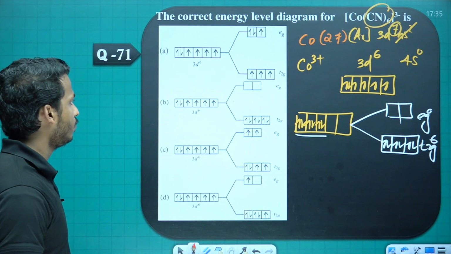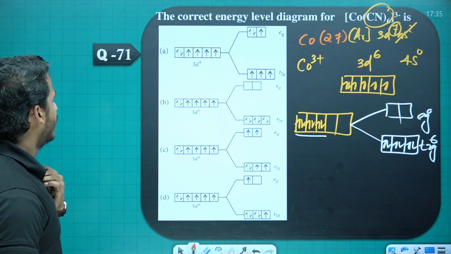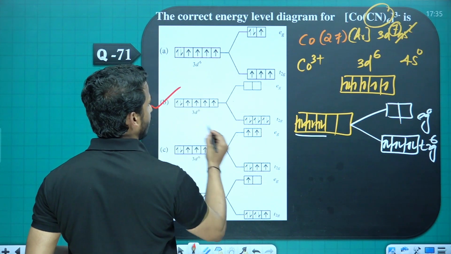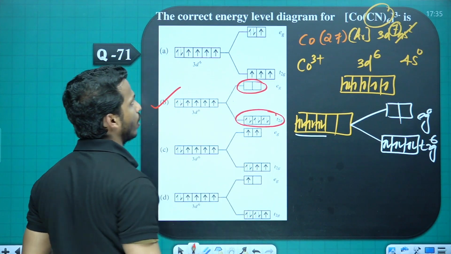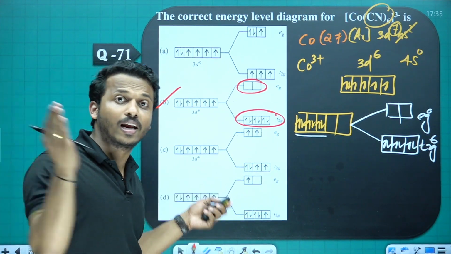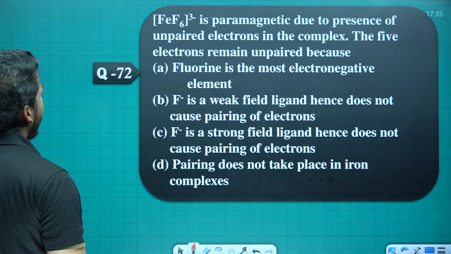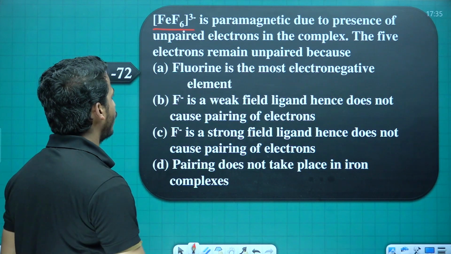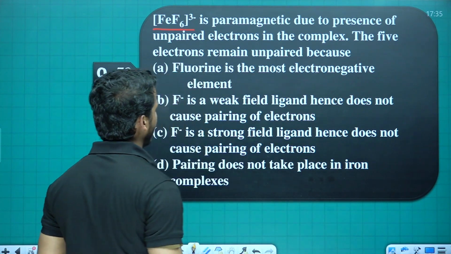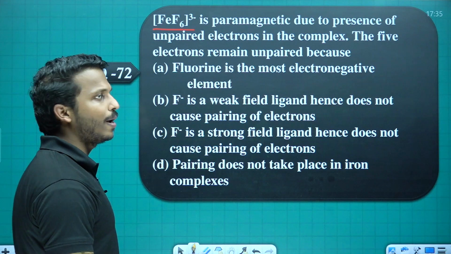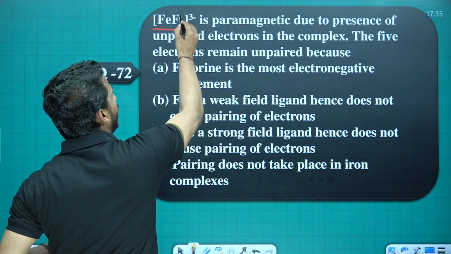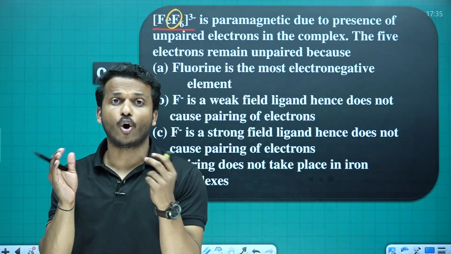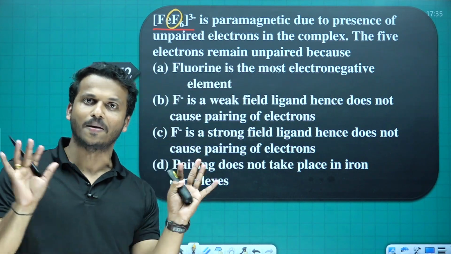Check it, all of you. That is 6 electrons are there. T2G 6, EG 0. That is option B. See, T2G 6, EG no electrons, because cyanide is a strong ligand. Electrons undergo pairing. Now FeF6 3 minus is paramagnetic due to the presence of unpaired electrons in the complex. The 5 electrons remain unpaired because, why is it paramagnetic? Because fluorine is a weak ligand. Since a weak ligand is present, they do not undergo pairing, so they exist as unpaired electrons.